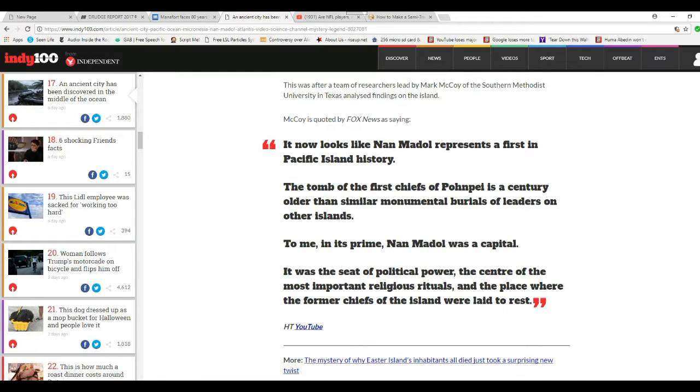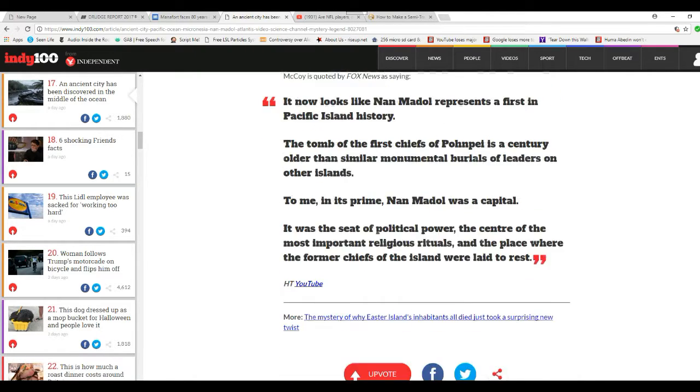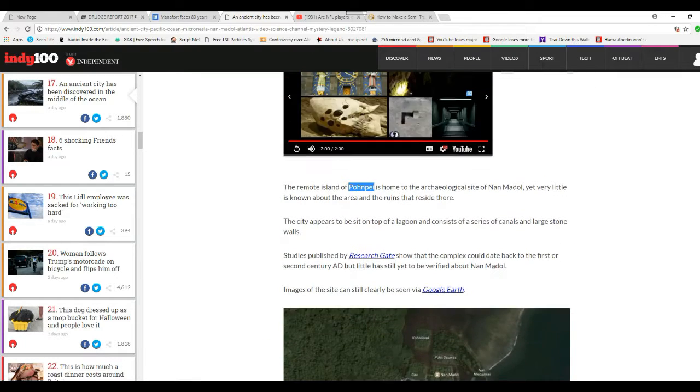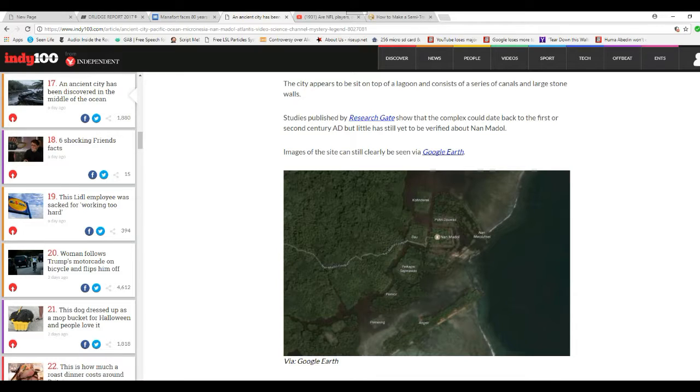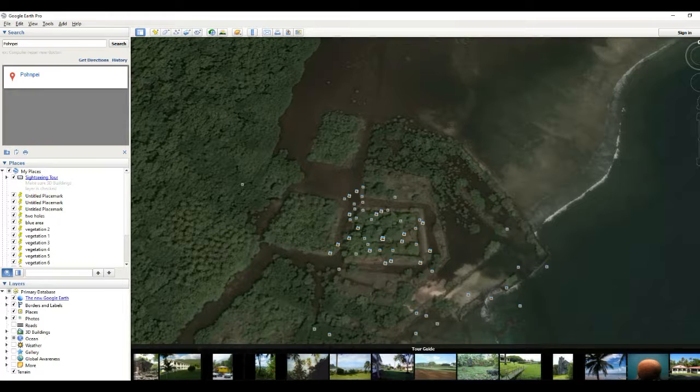In its prime, Nan Madol was the capital, a seat of political power, center of the most important religious artifacts and rituals, and the place where foreign chiefs of the island were laid to rest. Well, how do you like that? We have a civilization they've known about, and nobody's ever heard of it until now. Unbelievable. So now we'll take a look at Google Earth.